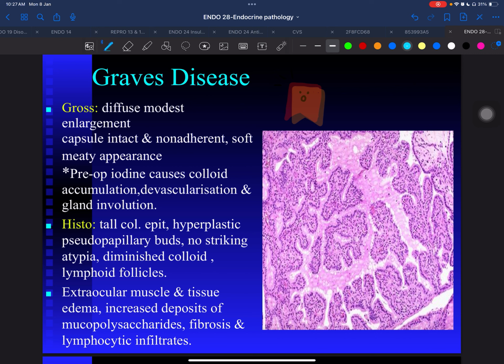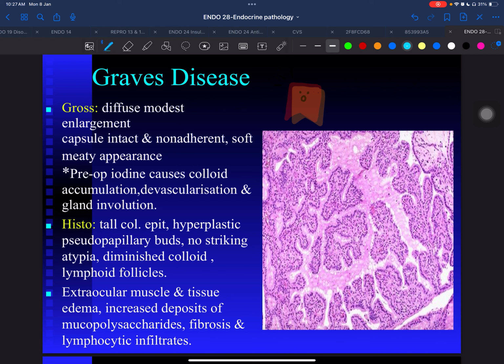Okay, and histologically there are tall columnar epithelial cells, hyperplastic pseudopapillary buds, no atypia of the cells. Meaning the nucleus has no atypia: no nuclear enlargement, no nuclear hyperchromatism, no nuclear pleomorphism. That is what we call atypia, no atypia. Okay. And the colloid is diminished. The colloid seems to be eaten up. That's why it has scalloping, because the colloid is being used up to make the T3 and T4.